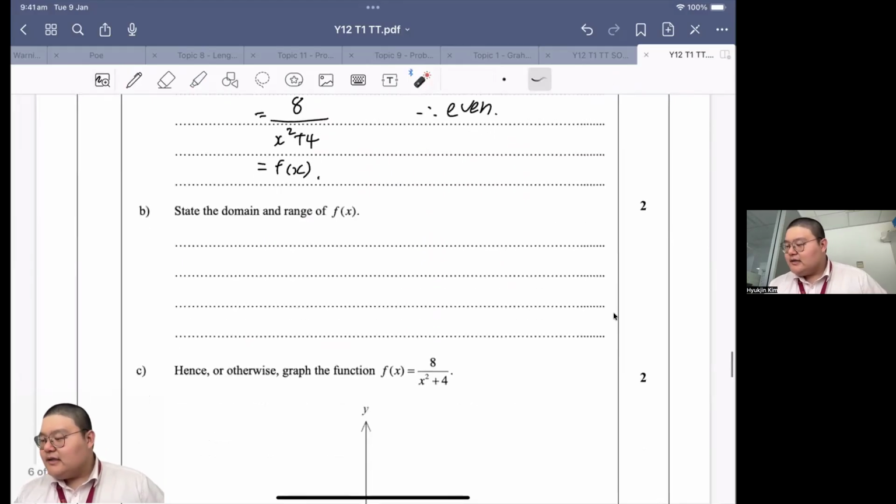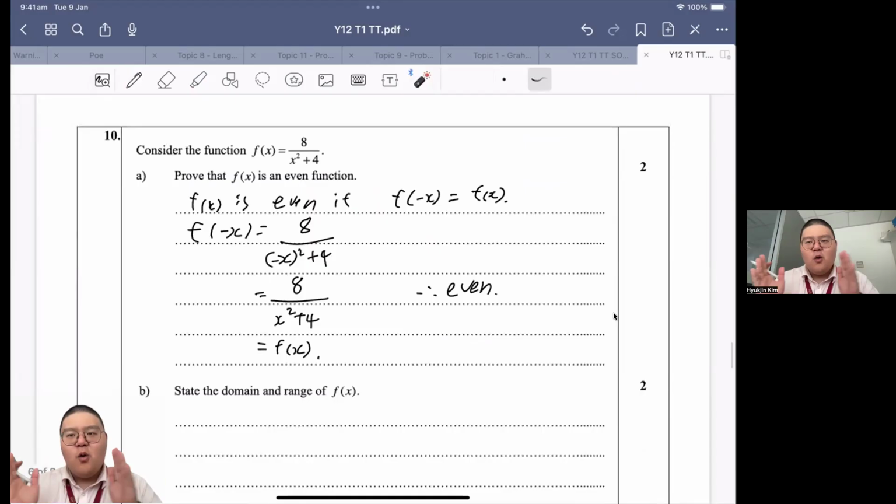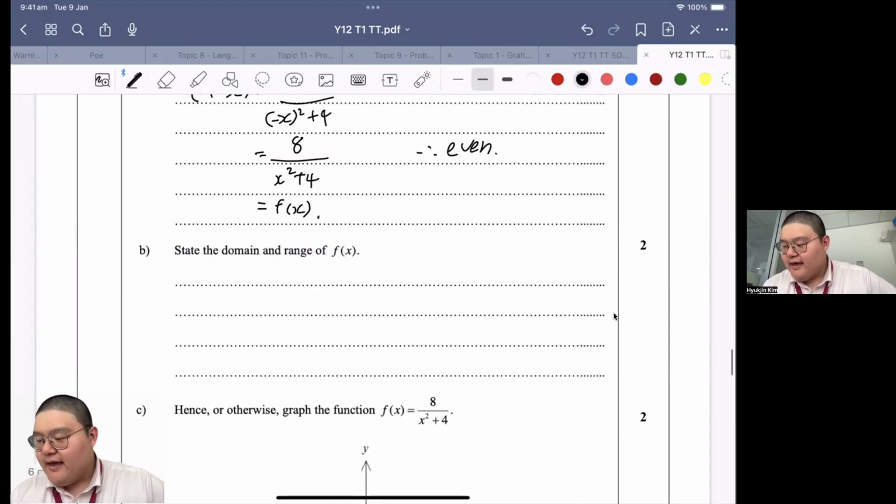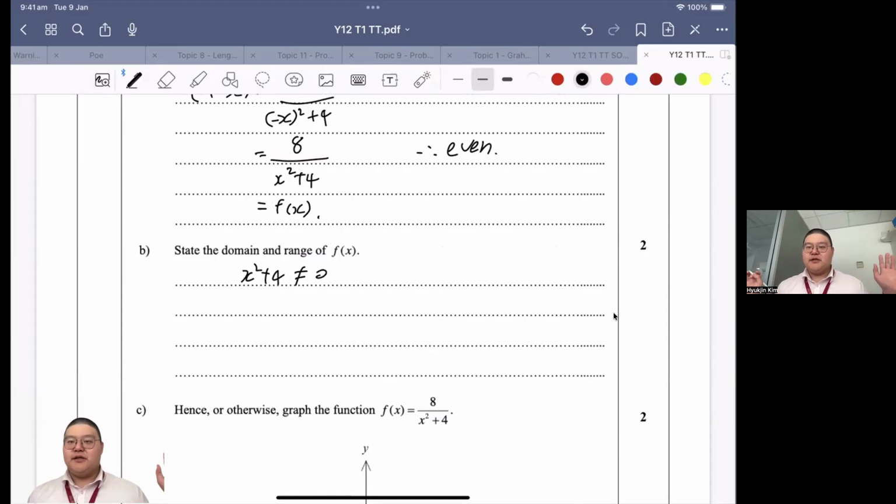All right. State the domain and range of f of x. Where does x not make sense? I saw many of you during the exam say x cannot be plus or minus 2. But here's a problem. x squared plus 4 actually cannot equal 0, because x squared is always going to be 0 or a positive number. And if you add 4, it will always be a positive number. It cannot equal 0.